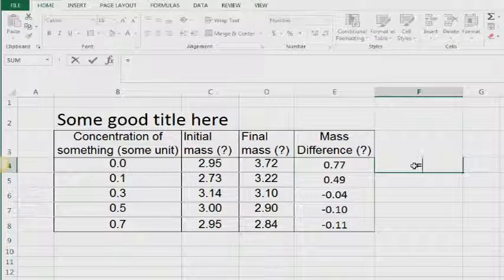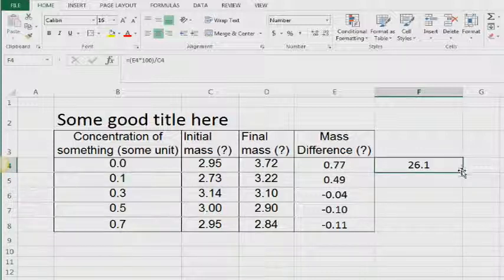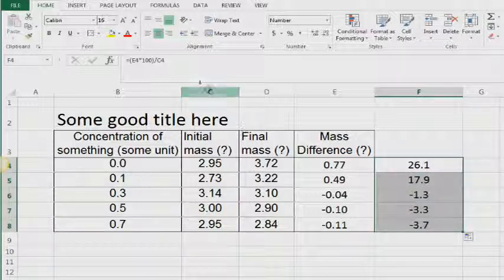Equals, we need brackets here, the difference times 100. Shift 8 is times. 100. End of bracket. There's our top line. Difference times 100 divided by the starting mass. 26%, about a quarter more than that. That's about right. Take the corner again, the cursor goes different, drag it down, we have all our values.